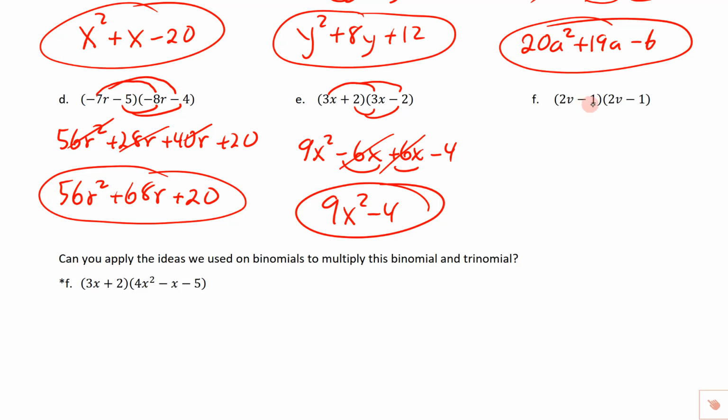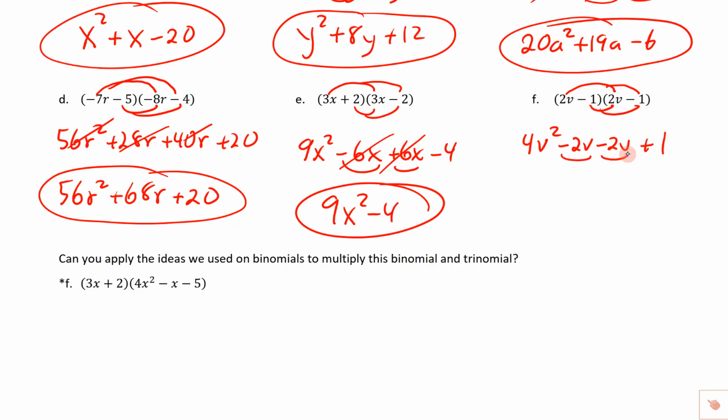This one says 2v minus 1 times 2v minus 1. So the 2v times each one of those. So that's going to be 2v times 2v, 4v squared. 2v times negative 1, that's negative 2v. Negative 1 times 2v, that's negative 2v. And negative 1 times negative 1 is positive 1.